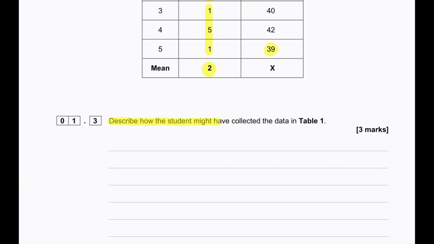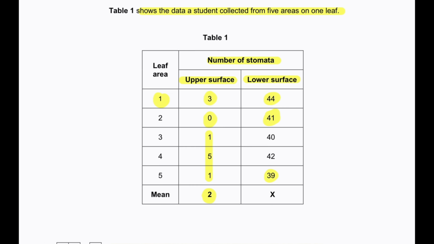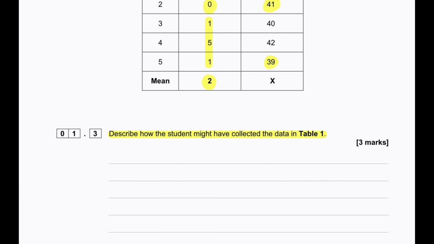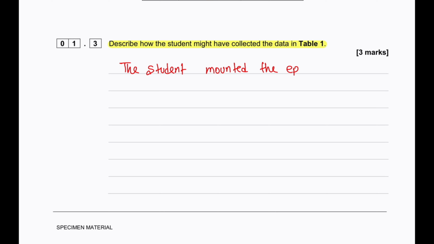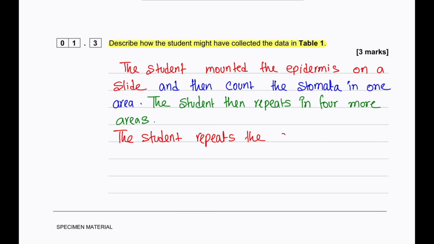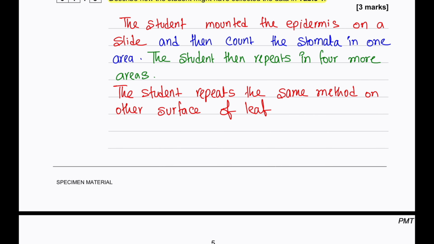Describe how the student might have collected the data in table 1. Obviously, the student is collecting data about the number of stomata in the upper surface and the lower surface in 5 areas of one leaf. So what the student can do is mount the epidermis on a slide and then count the number of stomata in one area and then repeat in 4 more areas and repeat the method on the other surface of the leaf. Then the student can calculate the average.